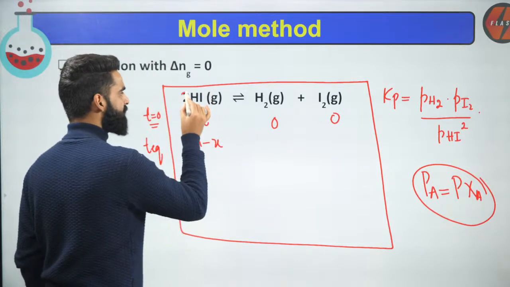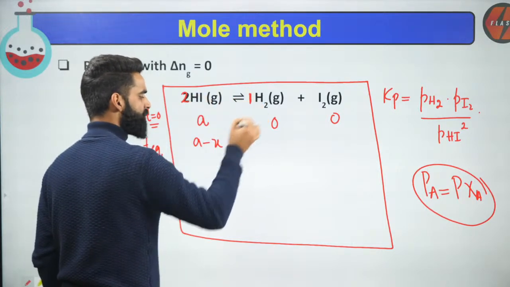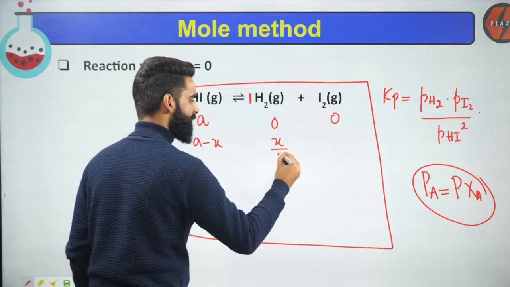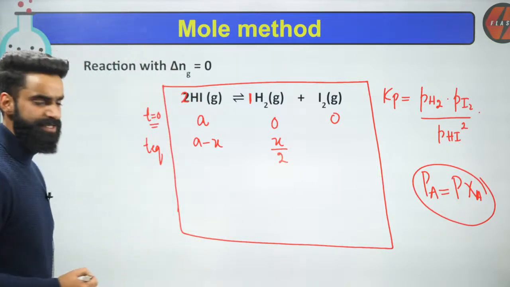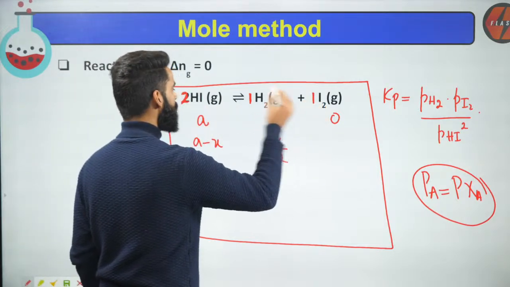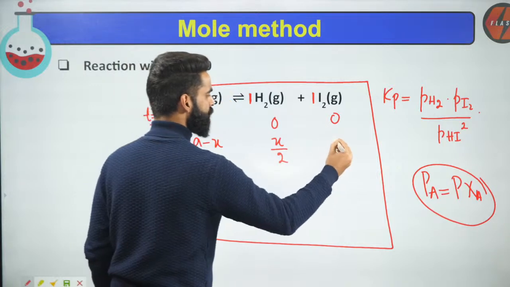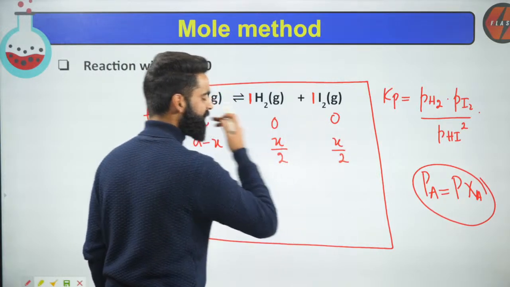Now use the stoichiometry, simple. 2 moles of HI are giving me 1 mole of H2. So 1 mole of HI should give me 1 by 2 moles, so X moles should give me X by 2 moles of H2. Very simple. At the same time, 2 moles are giving me 1 mole of I2, so 1 mole of HI should give me 1 by 2 moles, so X moles should give me X divided by 2 moles of I2 right here.